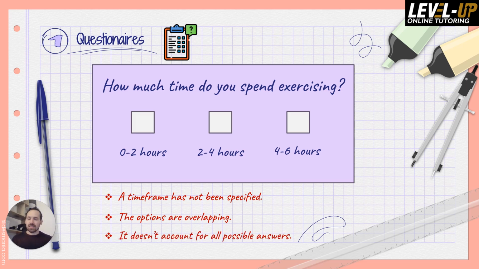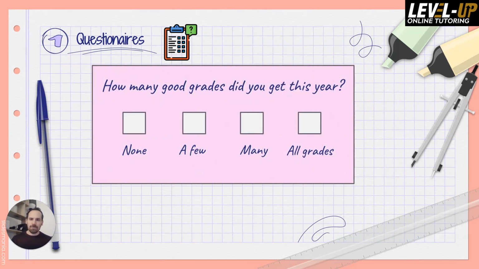Another problem is that it doesn't account for all possible answers. What about someone who's really into their exercise? Maybe they do sports and they're doing 7, 8 hours a week, or whatever, because we don't know what the time frame is. What would they select? Because we only go up to 4 to 6 hours. So we want to make sure we're accounting for all possible answers to the questionnaire.